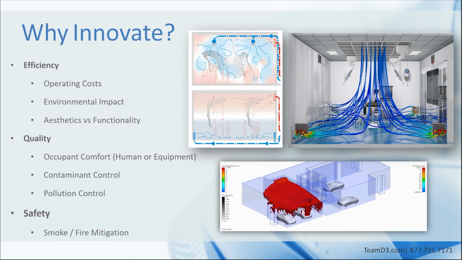Today we'll look at efficiency, primarily reducing energy use, which reduces operating costs and environmental impact. Quality and safety, which kind of bleed together. Occupant comfort is important, but controlling contaminants, pollution, and smoke from fires is often even more important.